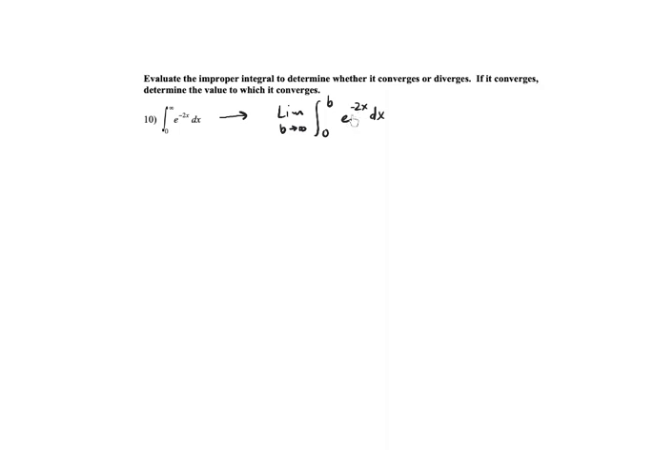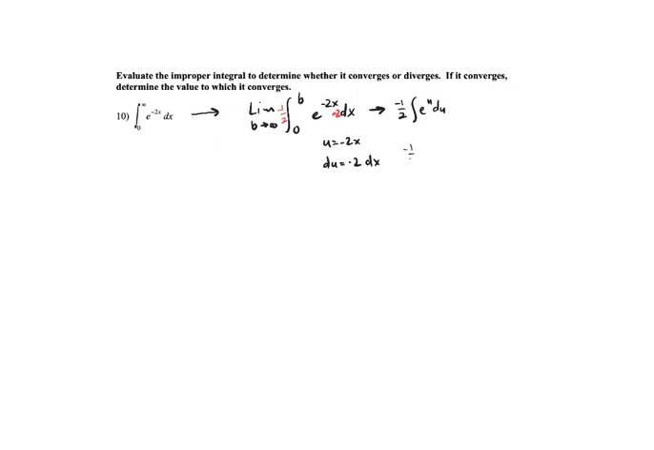So we need to find the antiderivative of e to the negative 2x. So we're going to use the e to the u rule. So if u is equal to negative 2x, then du is negative 2 dx. So we need to multiply by negative 2 so that we have the negative 2 dx, which means we multiply here by negative 1/2. So then we have negative 1/2, and then we have e to the u du.